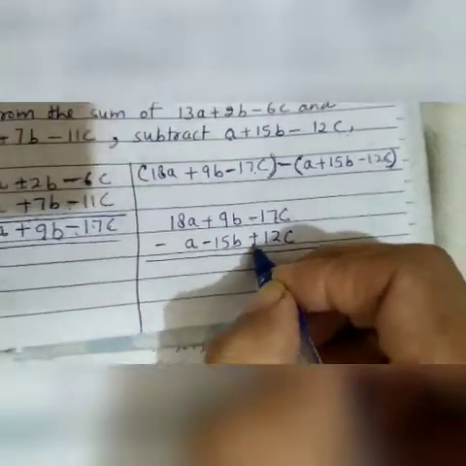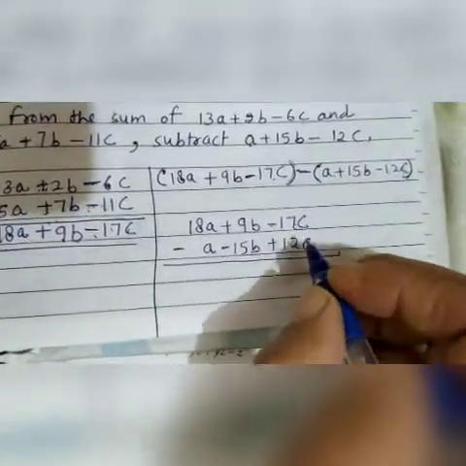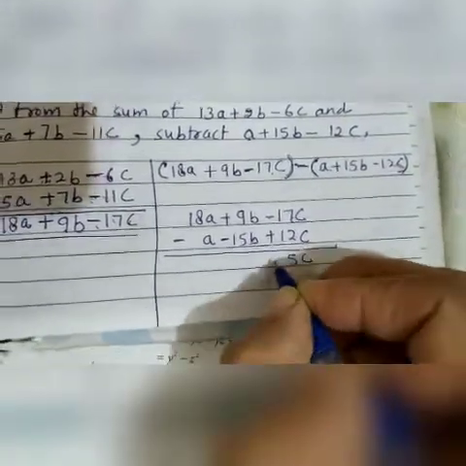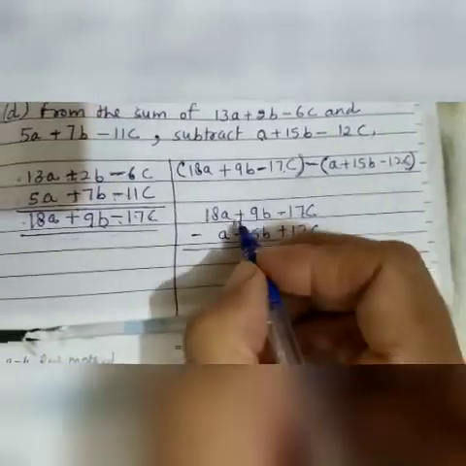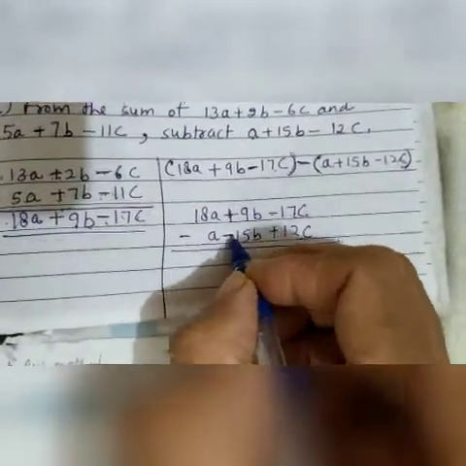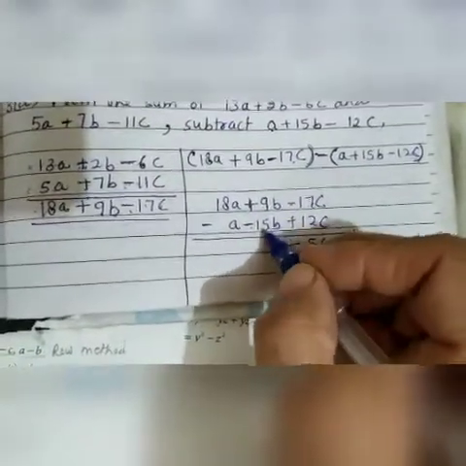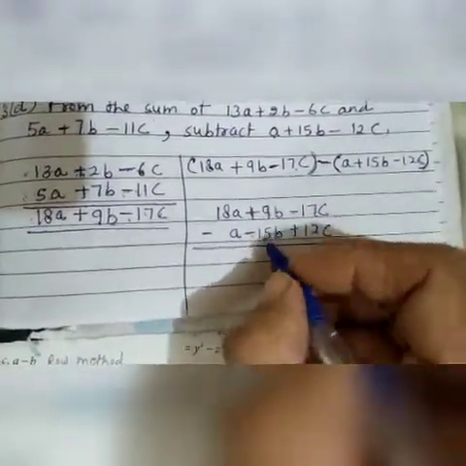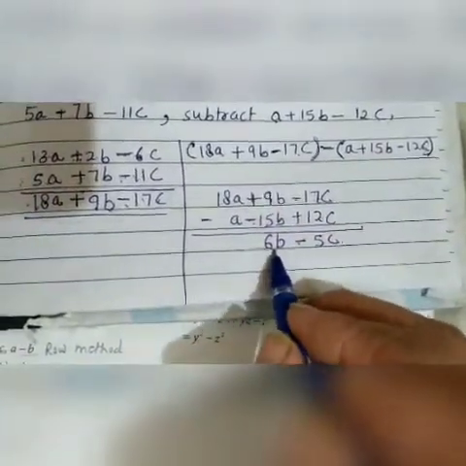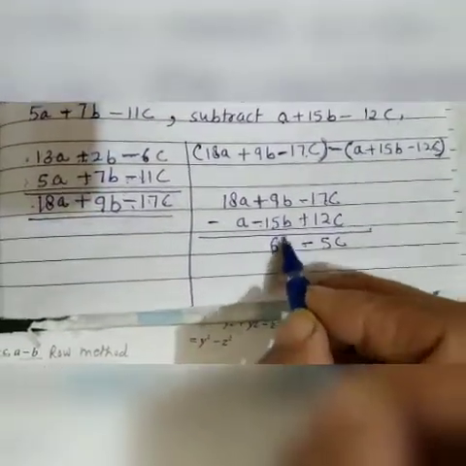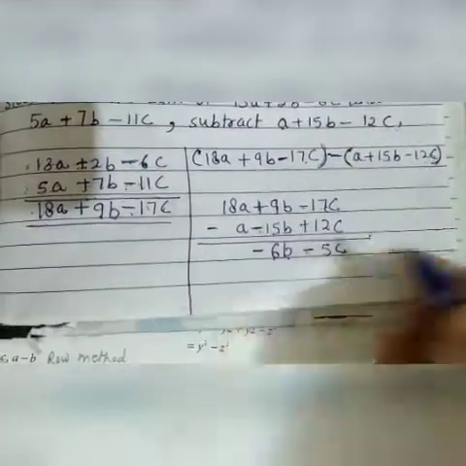Both the signs are different, so we will subtract the smaller number from the larger one. When we subtract 12 from 17, we will get 5c with a minus sign, because before the larger number the sign is minus. Now again this one is plus and this one is minus. Both the signs are different, so we subtract the smaller one from the larger one. When we subtract this 9 from 15, we get 6b. Students, again I am telling you, be careful when you write this 6 and b. Do not write it 66. Before the larger number the sign is minus, so we will put minus here.